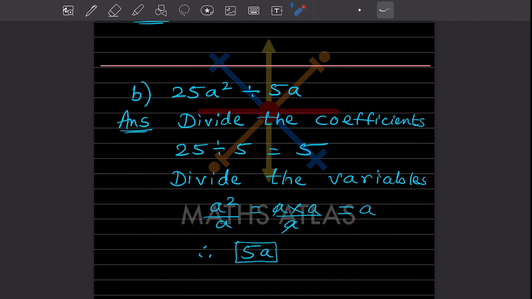So what are you going to do? Because I have just divided the coefficients and the variables separately to avoid mistakes, the final answer is 5 into a. So that is 5a. Okay. So whatever these answers are, you have to bring them together.